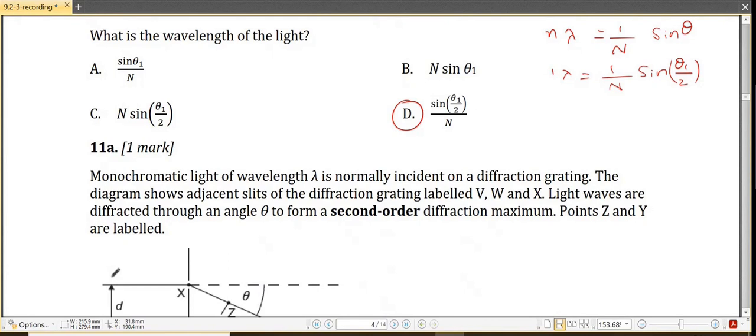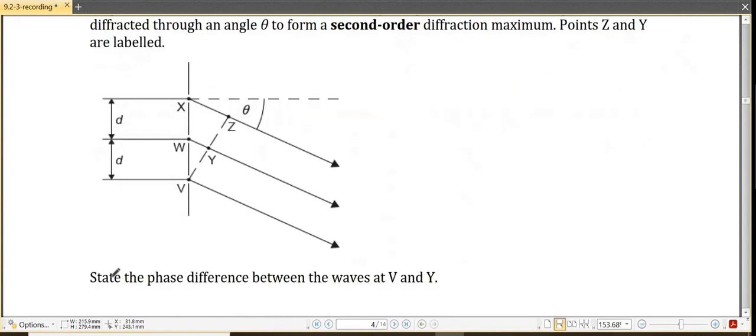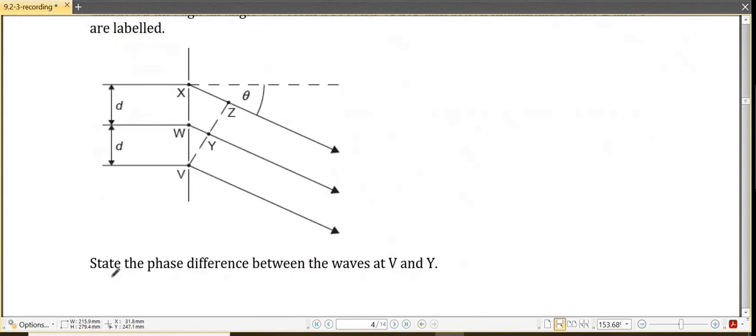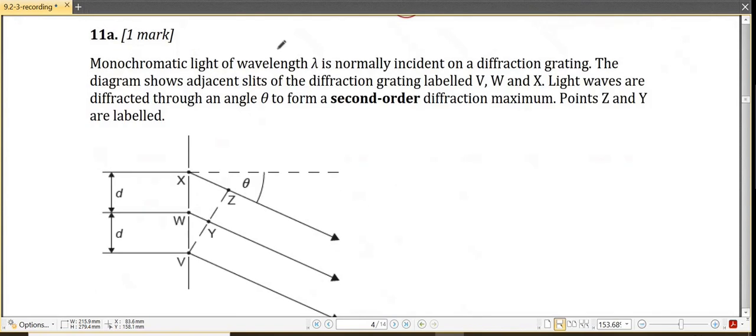Now, moving on to diffraction grating. Yes, it's a structure question. So we have this question here. Monochromatic light of wavelength lambda is normally incident.